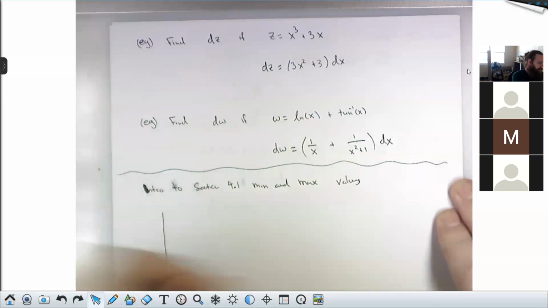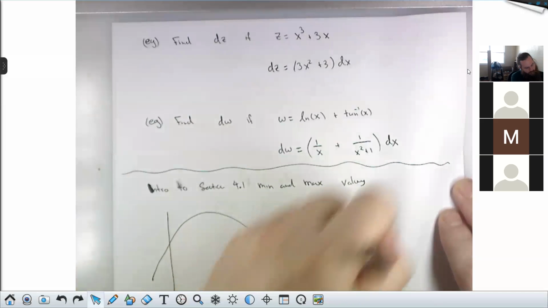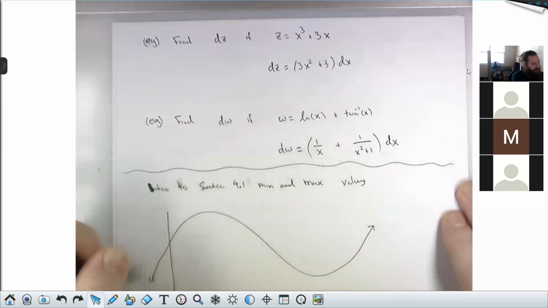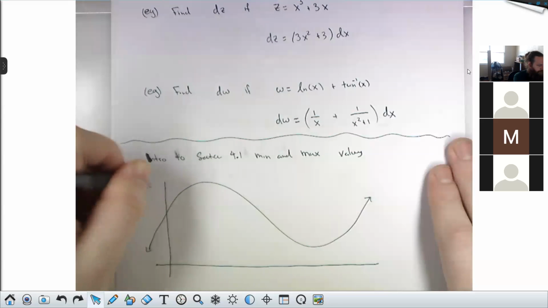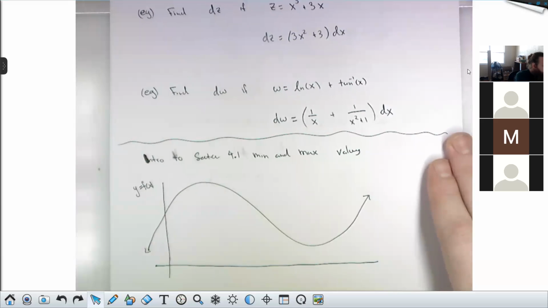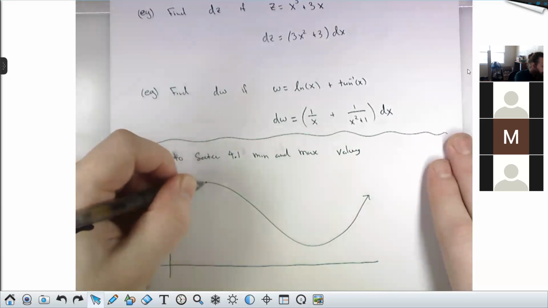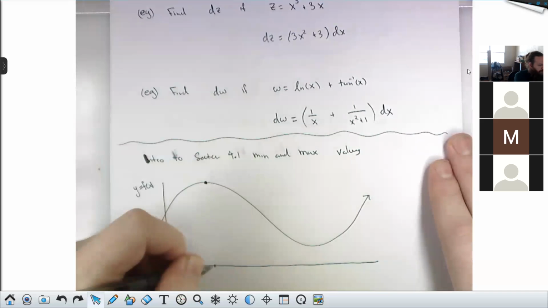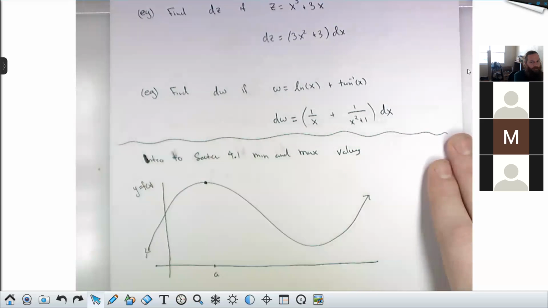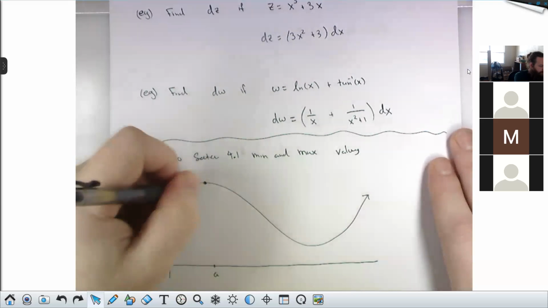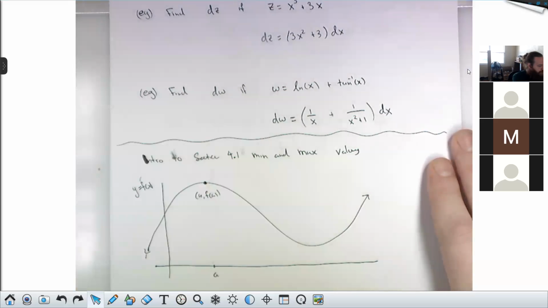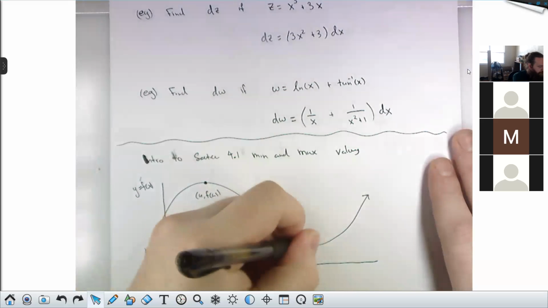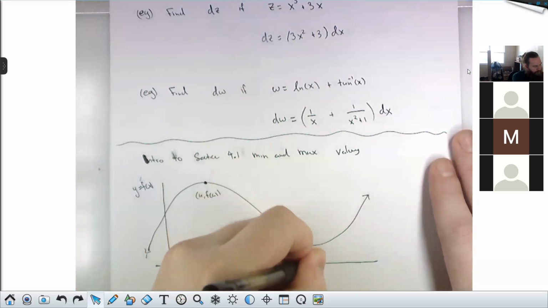So imagine I have a function f of x like this. You should remember from your pre-calculus and algebra classes before that this point up here is called a maximum. Specifically, it's a local max. And the point down here is called a minimum.